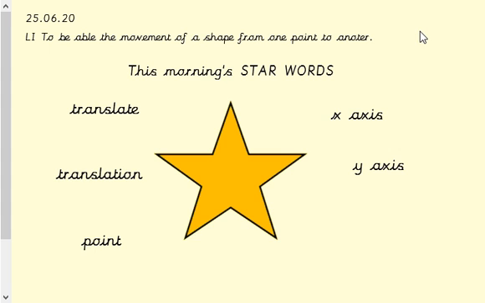Okay, for the main part of our lesson today, our learning attention, we're going to be looking to describe the movement of a shape from one point to another. And when we're describing the movement of a shape from one point to another, the most important word we could be using this morning is translate, to translate. That is a key word, one word you really need to remember of this morning's lesson. And if we are translating a shape, it would be a translation from one point to another.